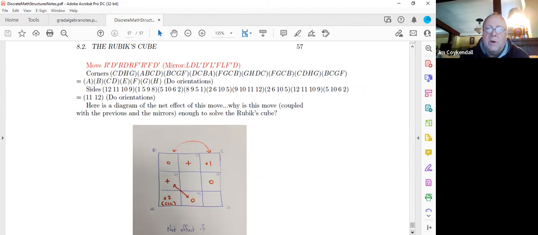Notice the original move will take this green piece here, or this piece right here, and from my perspective, it's going to go down here. I know my camera's in reverse. I'm sorry about that. The original move takes this way, and the mirror image does it this way. So if I do the original move starting with the R prime, and then I do the mirror image.